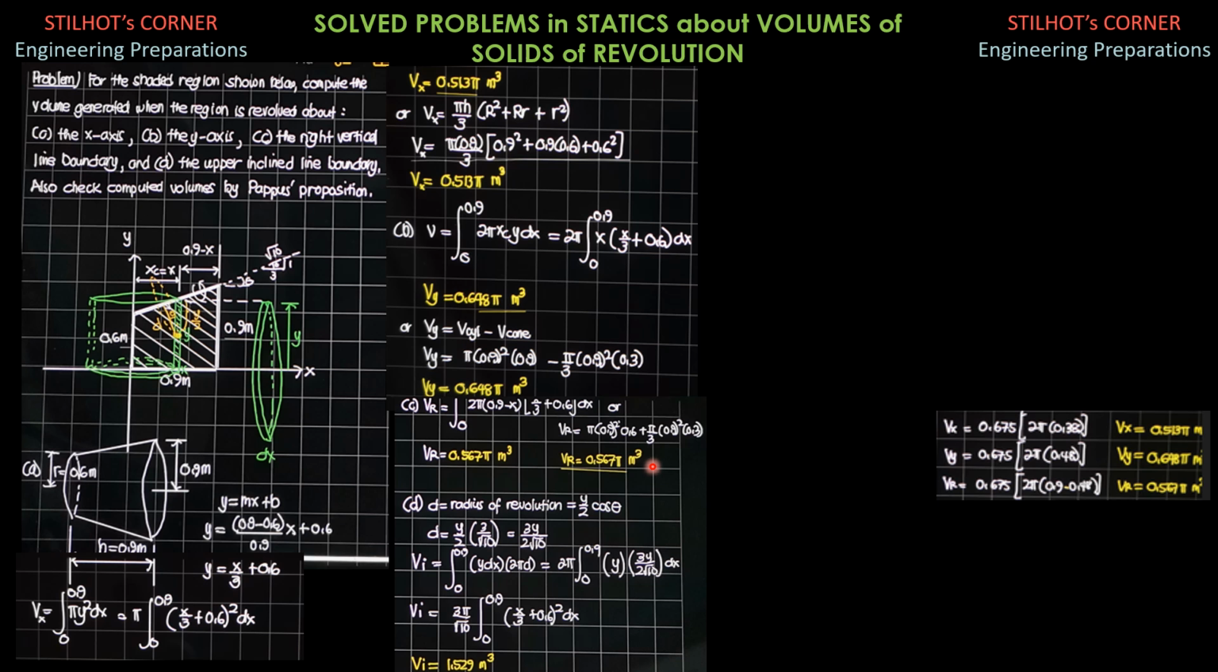Then for part D, when this region is revolved about this inclined line, the upper inclined boundary, it's different from the preceding three cases because this time the strip is not perpendicular to the axis of revolution. So take note that the centroid of this vertical strip, because the height is y, is half of the height from the x-axis or from the upper boundary. So that's y over 2.